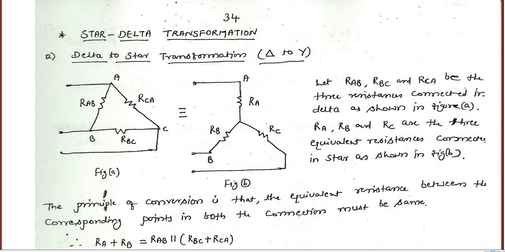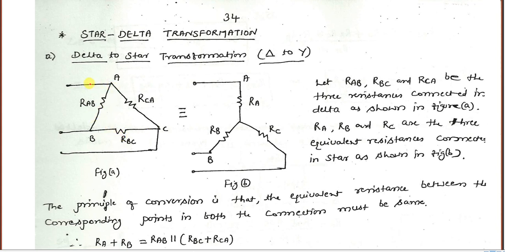Let us discuss the star-delta transformation technique. The given diagram shows a delta shape. This is a delta shape and this is a Y shape, which is also called star type. If I want to convert delta to star, sometimes they will ask for a derivation.